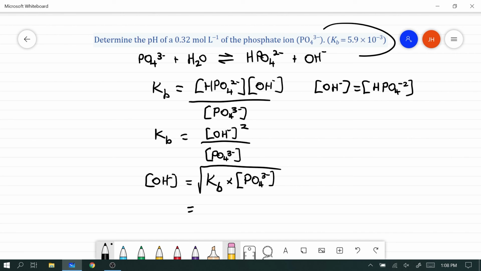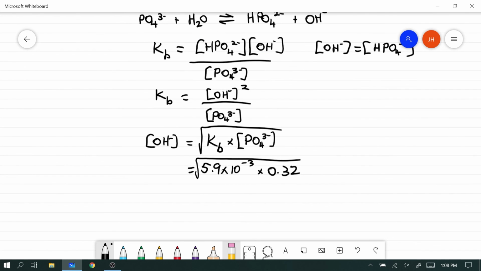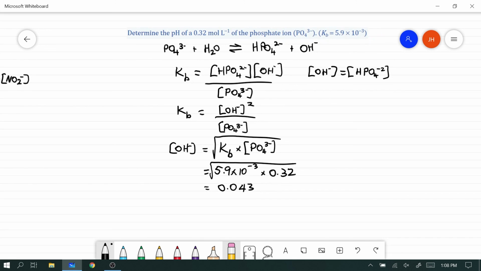We've been told that the Kb value is 5.9 times 10 to the negative 3, and we also know that the phosphate ion concentration is 0.32. All we need to do is square root the whole thing, and that will give us our hydroxide ion concentration. That should be equal to 0.043. That's just to 2 decimal places. I'm going to carry my number for the next part of the calculation too.